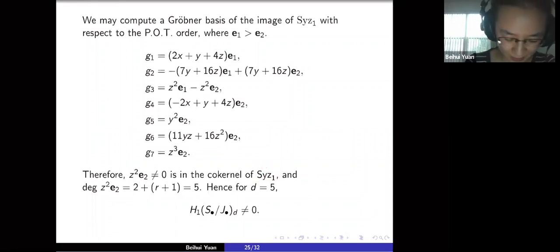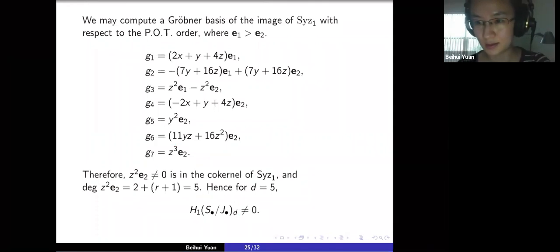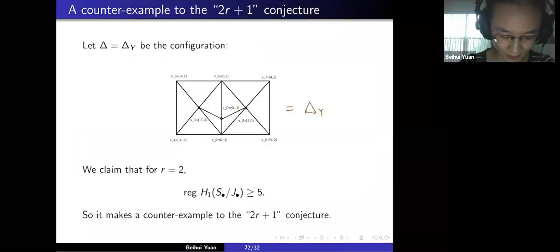And then if you compute the degree of this one, you will see it is 2 plus r+1 because the degree of E2 is r+1. So it makes 5. Hence, in degree 5, this guy is non-zero. Okay, so this proves our claim here. That means our configuration is a counterexample to the 2r+1 conjecture.